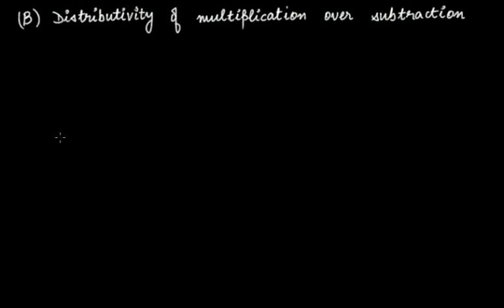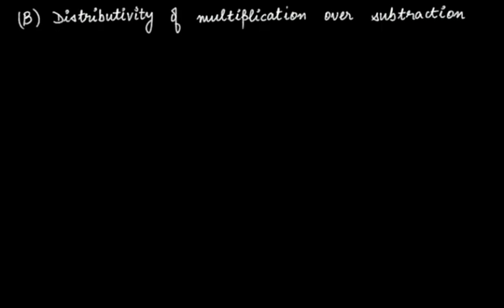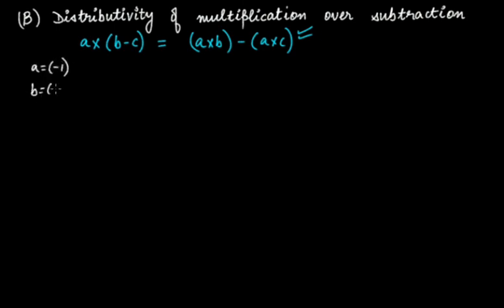What about subtraction? So here we had addition. If this is a minus sign, that is if a times (b minus c) is equal to a times b minus a times c, and this condition gets satisfied, then we can say that along with addition, with subtraction also, integers follow distributivity of multiplication. So assign some values. Let's say that a is -1, b is -5, and c is -6.